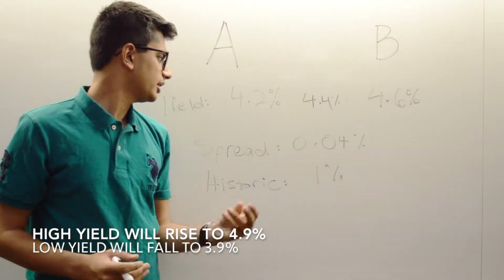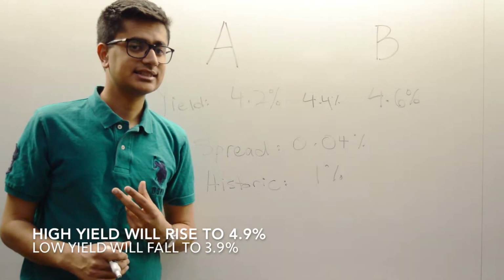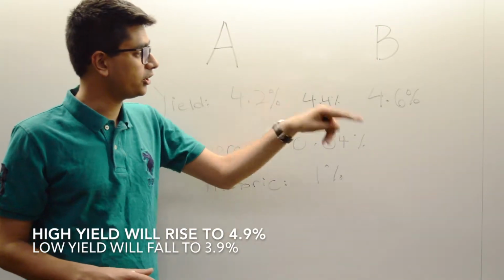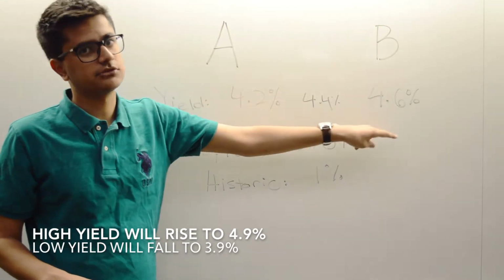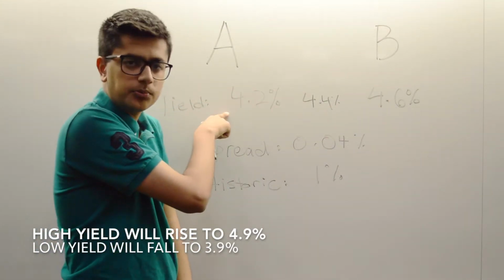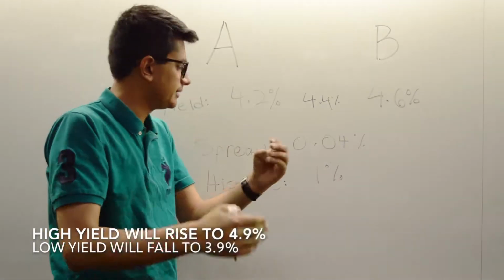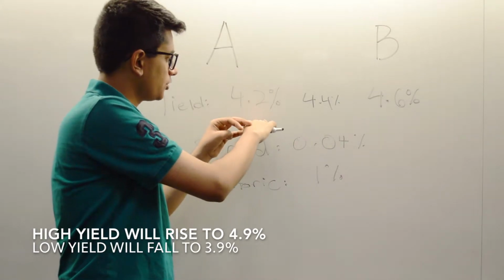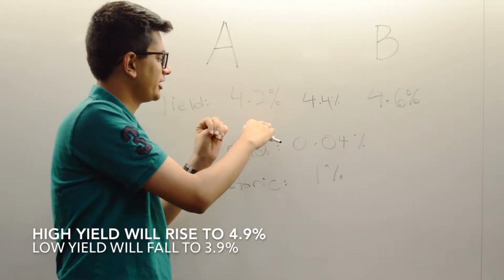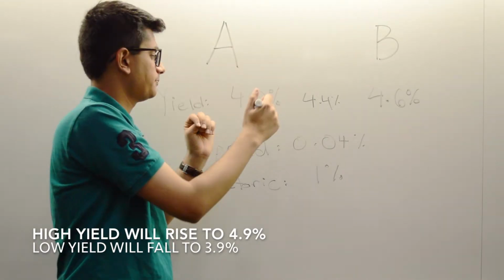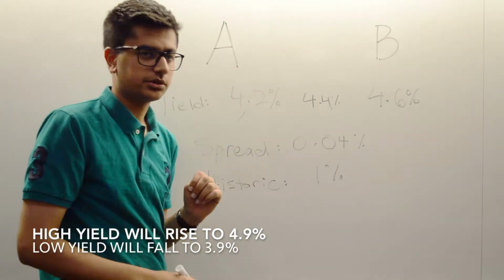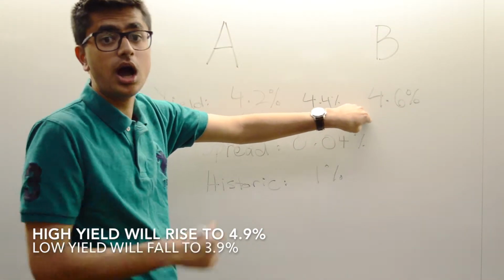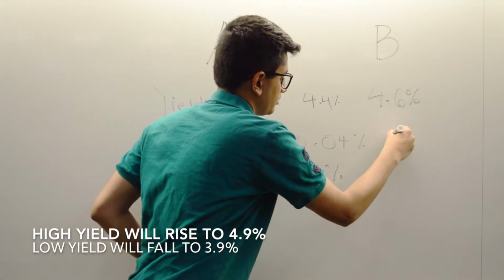Now here comes the tricky part. We know from a property studied in class that as yields fall, prices rise. And on the other hand, if yields rise, prices fall. So clearly, if this is 4.2%, in order to get to the spread of 1%, this yield is going to fall, so the price of this stock will go up. This one, on the other hand, its yield is going to go up, so the price will go down.